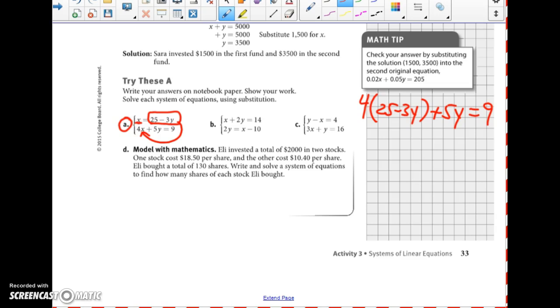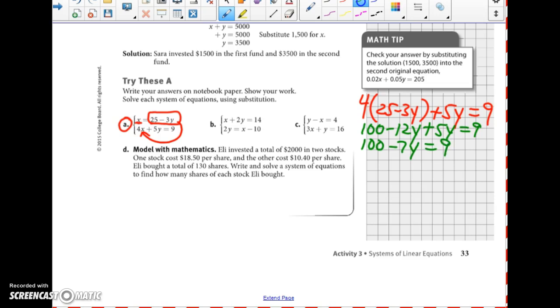Distribute, okay, you distribute this. So now you're going to distribute 4 times 25, 100, right? 4 times negative 3y, negative 12y, plus the 5y equals the 9. There you go. All right, let's go to the next part now. What's the next thing you do? Combine like terms is correct. So 100 minus 7y is correct, equals 9.